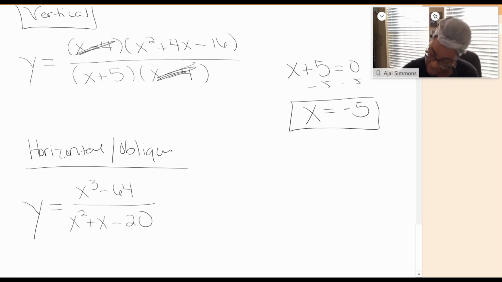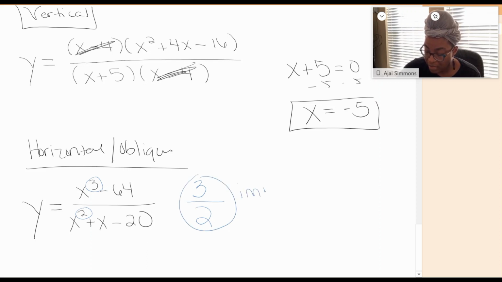Okay, this is the original problem. Now when we reduced it, let's just look at the degree. The degree at the top is 3, because the highest power that you see at the top is 3. The degree at the bottom is going to be 2. So this right here is an improper fraction, and the degrees are not the same.